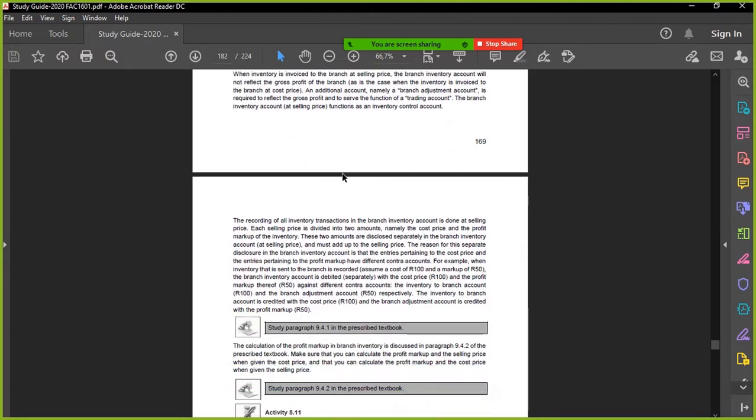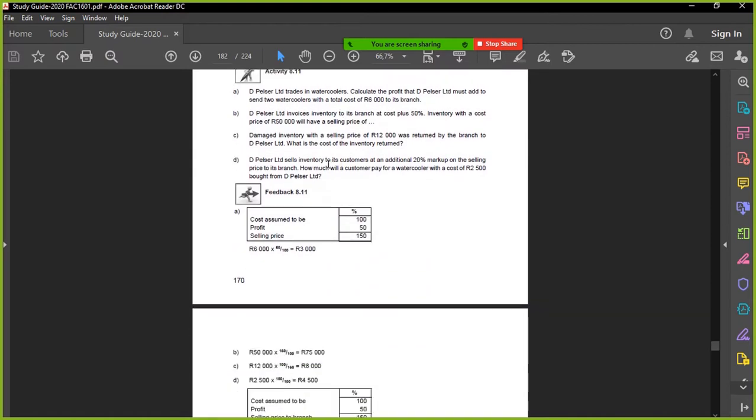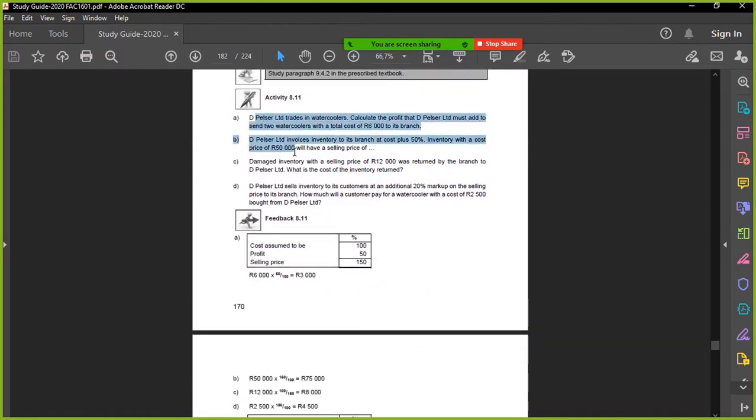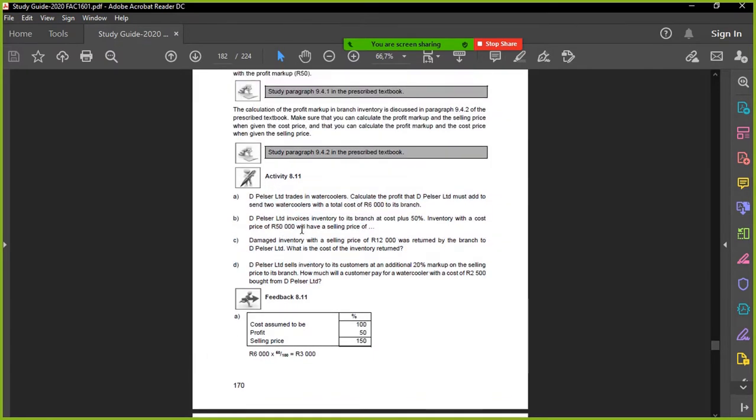Okay, right, a few other theory notes there, a few other references there, and then you've got some notes here regarding theory. Let's just do one or two of them. Let's do the last one. Generally, the last one's the most difficult. All right, if you look at D, the last one. D. Palser, obviously a public company, sells inventory to its customers at an additional 20% markup.